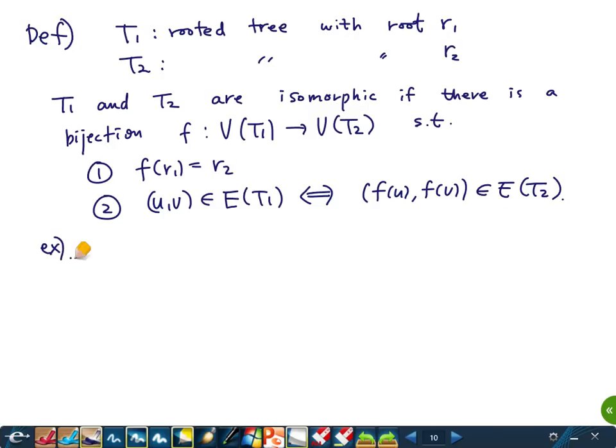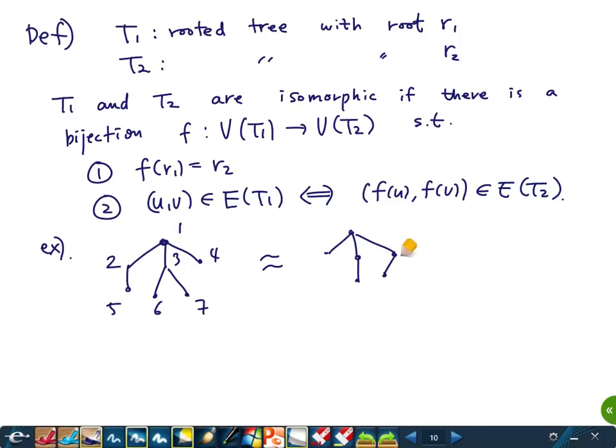So for example, this rooted tree, I'm going to put the root at the top, like that. So 1, 2, 3, 4, 5, 6, and 7. This is isomorphic to this tree: A, B, C, D, E, F, G. How can you find an isomorphism? F is called an isomorphism. Let's use phi here. So phi, of course, the root must correspond to the root. So this must be A.